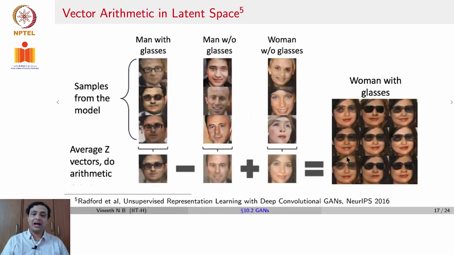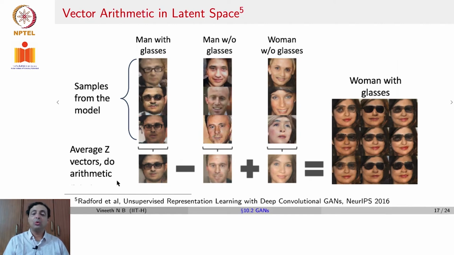You could now look at it as doing vector arithmetic in latent space. So if you had a set of images for a man with glasses, similarly a set of images for man without glasses, and similarly a set of images for women without glasses, you take the latent vector corresponding to all men without glasses, take an average vector. Similarly for women without glasses.